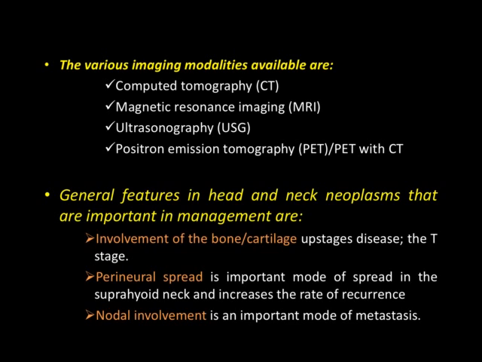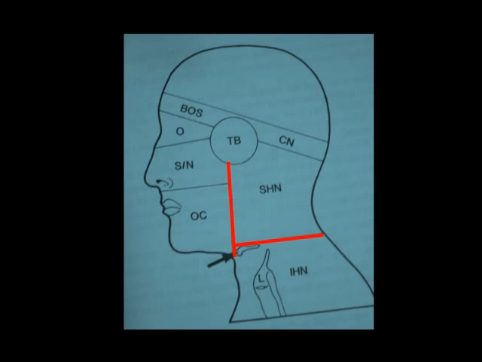So various imaging techniques are available, we'll see as and when they come, CT, MR. I don't want to go into the depth of it, and we've seen that the areas of interest which the report should include are the bone and the cartilage involvement, perineural and the nodal involvement. These are the ones which are changing the management.